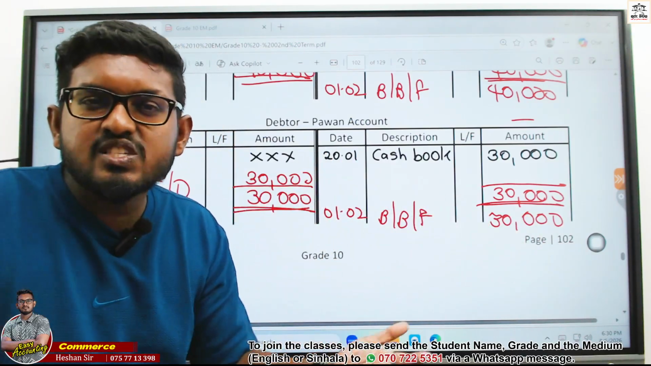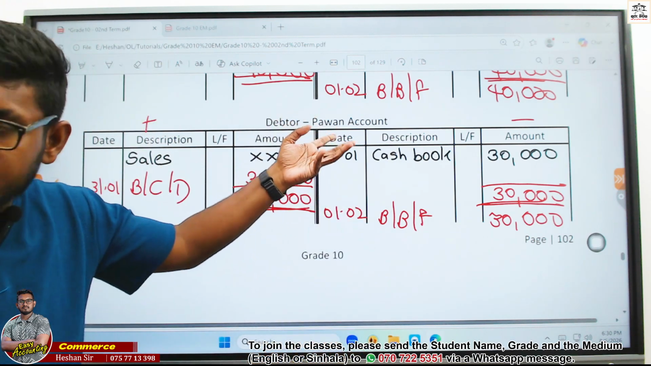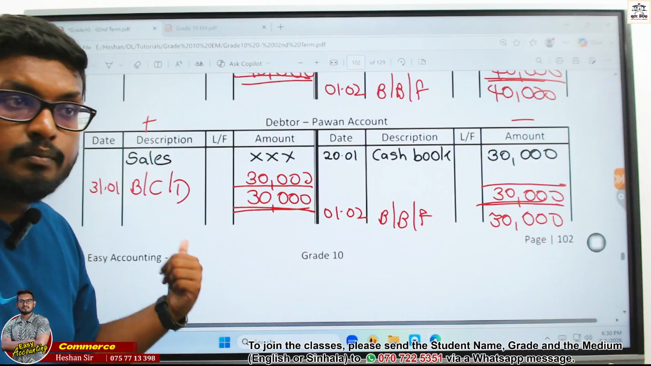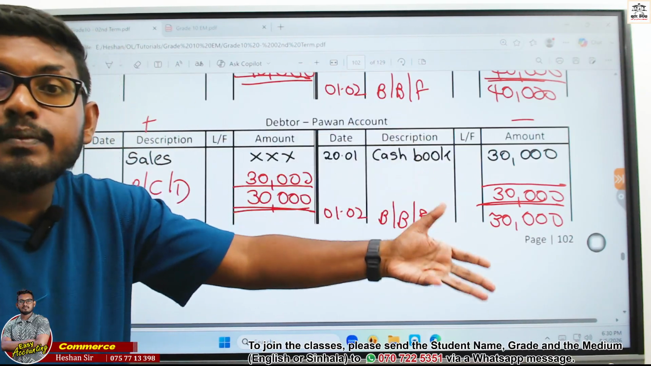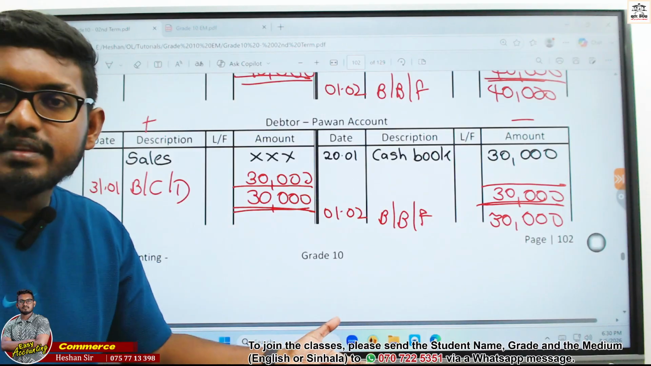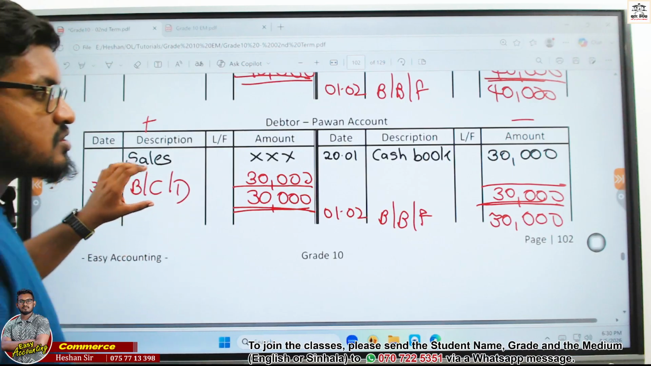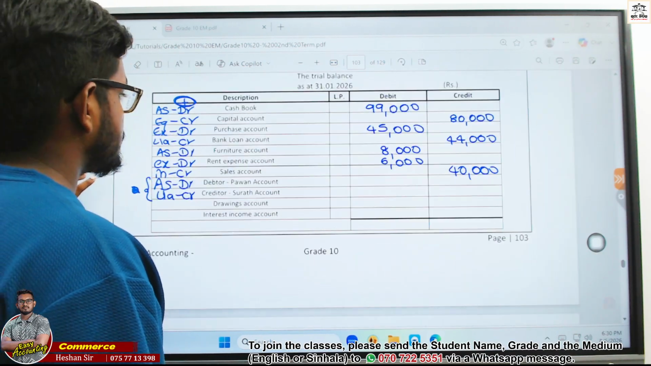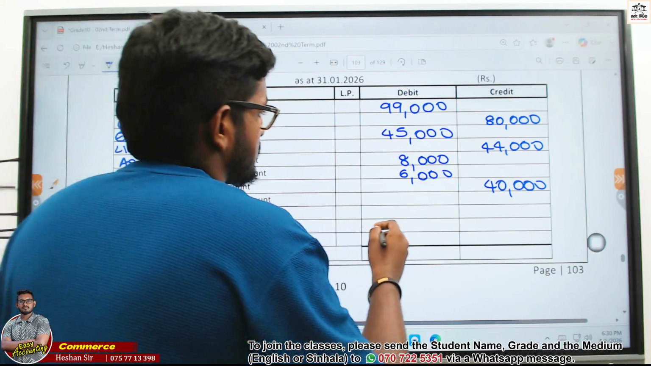Did you understand the increase side? Now, debtor Pavan is an asset account. In an asset account, the increase is the debit side. It should go to debit. But here it goes to credit because the sales is not given. Am I clear to you guys? Since the sales is not given, the balance goes to the credit here, 30,000. Right? Only in that one the rule changes a little, 30,000.